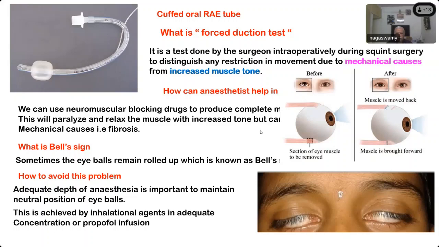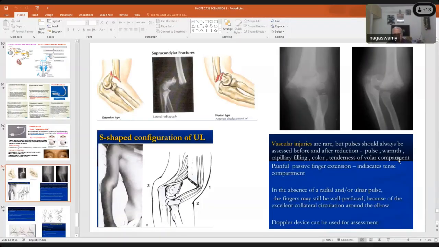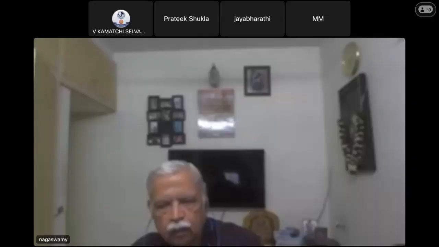And this is how the surgery is done. You can see they resect a small portion of the muscle and then try to bring it forward and suture it. So the eyeball is moved, the muscle is brought forward, so it can be adjusted accordingly. So this is the end of that.